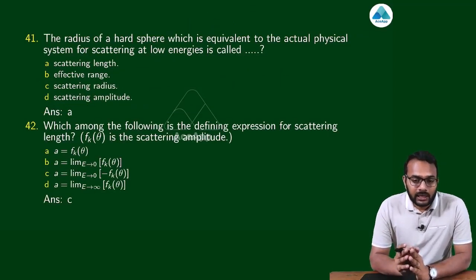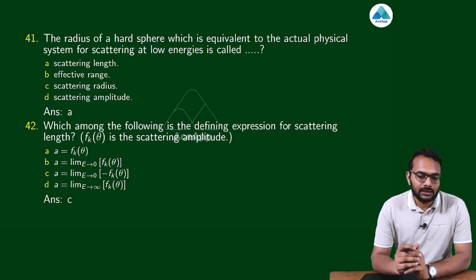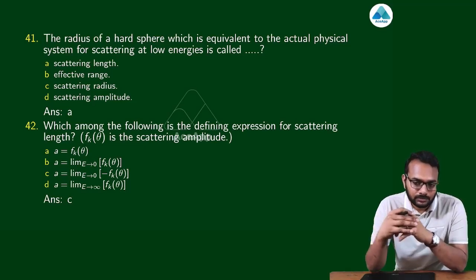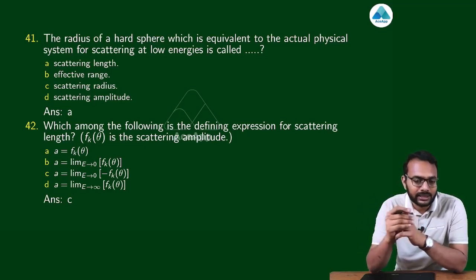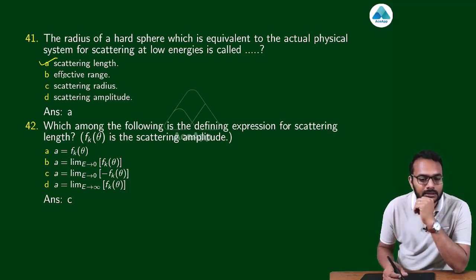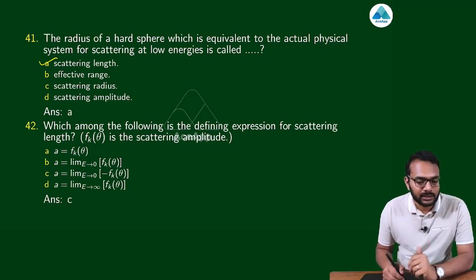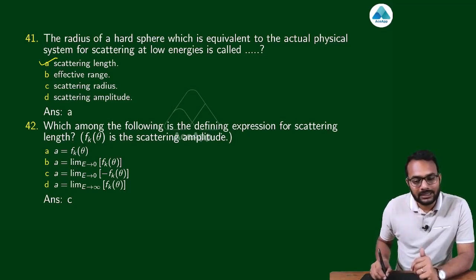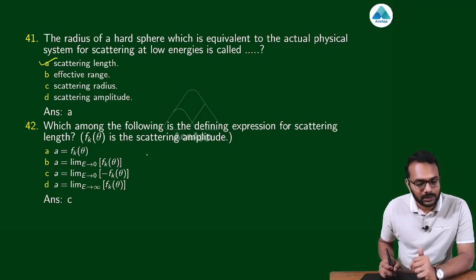The radius of a hard sphere which is equivalent to the actual physical system for scattering at low energies. For scattering at low energies, we imagine a hard sphere in place of the actual physical system, and the radius of that hard sphere is what we call the scattering length. We have already seen this in our theory classes. Which among the following is the defining expression for scattering length? The question asks for the definition of scattering length. f_k(theta) is the scattering amplitude.